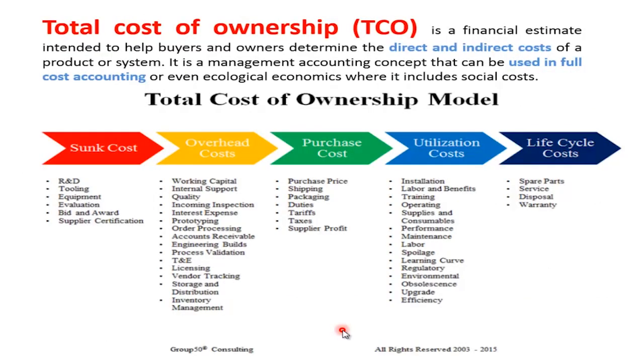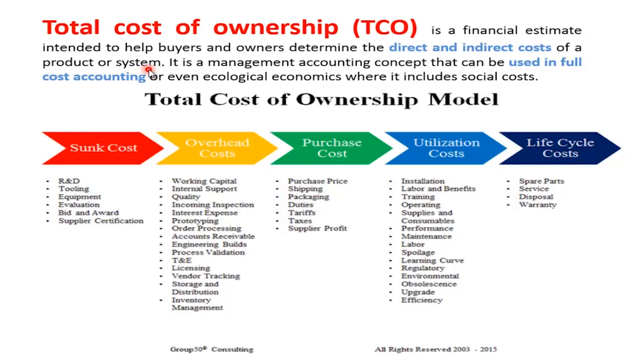Total cost of ownership. What is this total cost of ownership? Total cost of ownership, TCO, is a financial estimate intended to help buyers and owners determine the direct and indirect costs of a product or system. So there can be direct costs and also indirect costs. Therefore, it's a management accounting concept that can be used in full cost accounting, when costing the item.